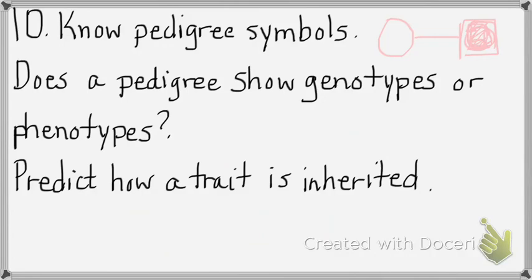Okay, does a pedigree show genotypes or phenotypes? Well, from the phenotypes, you can usually figure out the genotypes. So it initially just shows you phenotypes, but often you can problem solve and figure out the genotypes. Not always, but quite often. Okay, when I say predict how a trait is inherited, page 131, there's your 3 inheritance patterns, everybody. Make sure you review them and the clues so that you know which kind of inheritance pattern each one illustrates.